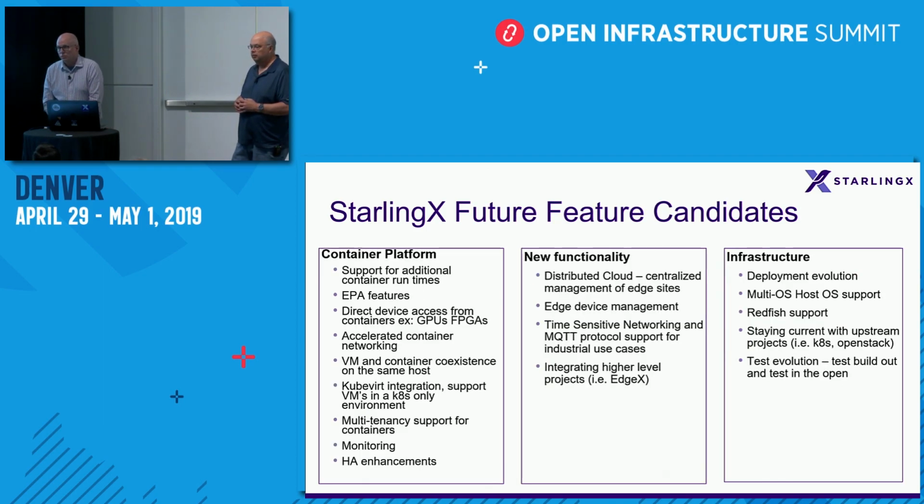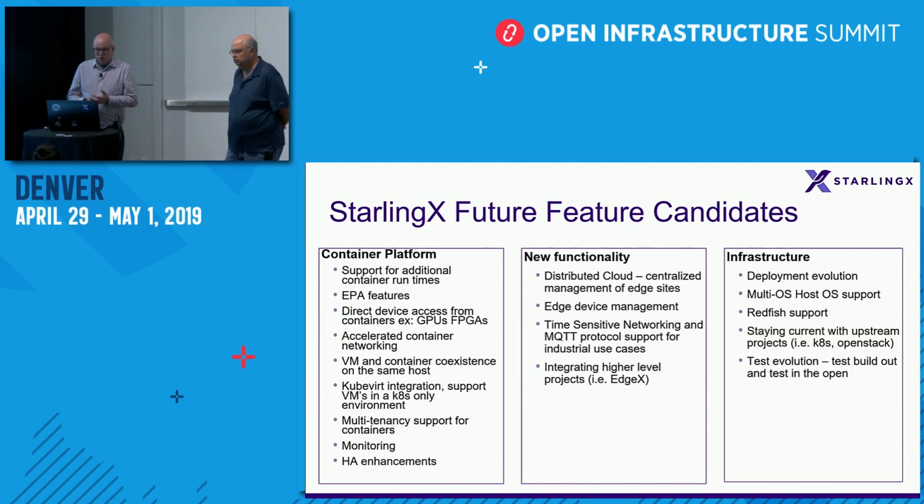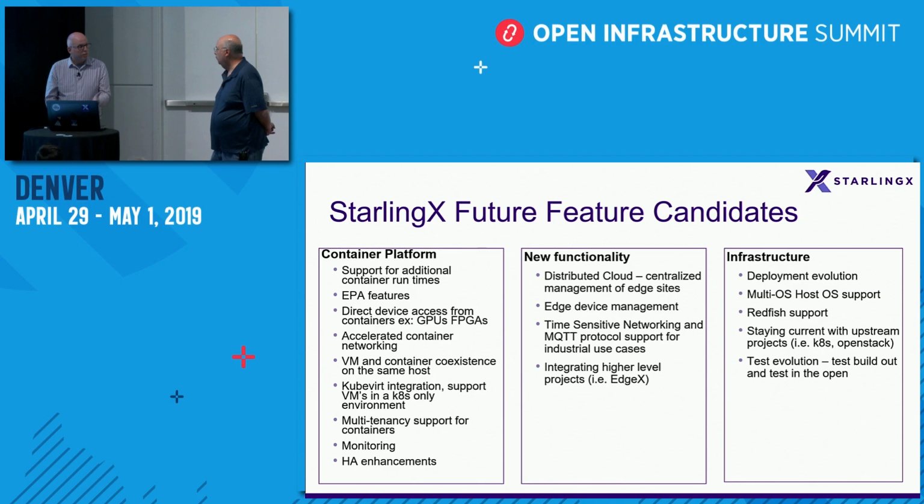Okay, so that gives you folks an overview of what's in our upcoming release. Just wanted to briefly touch on some future feature candidates. Extending our container platform is going to continue to be a key focus. So items such as bringing in additional container runtimes, additional device plugins, accelerated networking, and also looking at new technologies such as KubeVirt to be able to run VMs without OpenStack. In terms of other new functionality: distributed cloud, centralized management of edge sites, edge device management, and also integrating some higher level projects. You want to talk about infrastructure, Bruce?